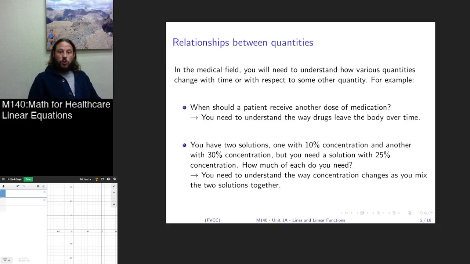Let's say you have two solutions, one 10%, one 30% concentration. We'll talk more about what that means in a later video. But you need a solution with 25% concentration. How much of each do you need? Well, you need to understand the way the concentration changes as you mix the two solutions together.